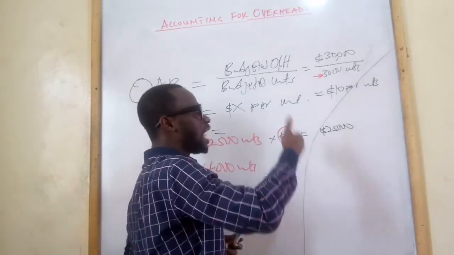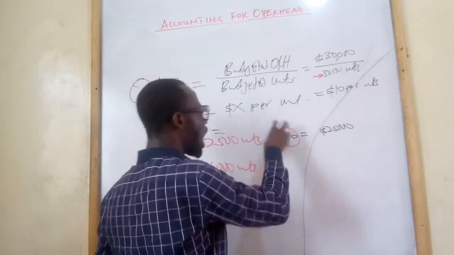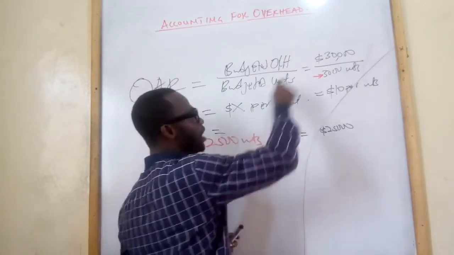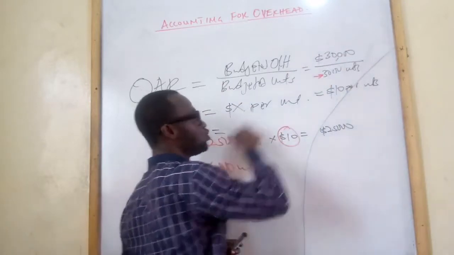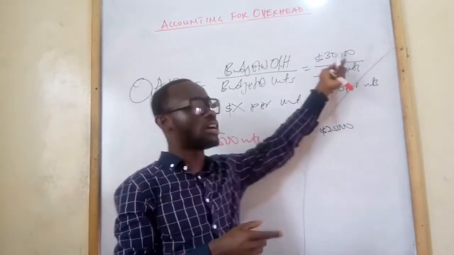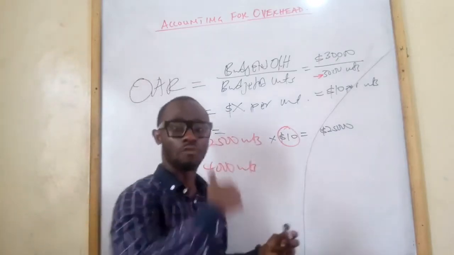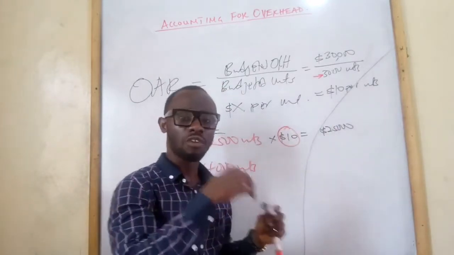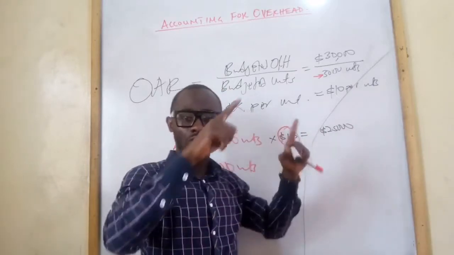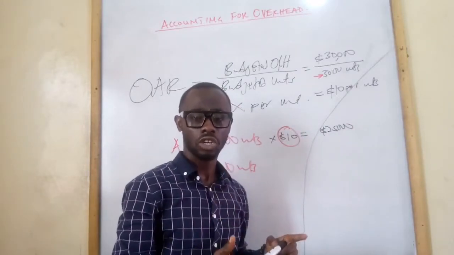What it actually means is that ideally we should have made it 30,000 over 2,500, but we made it 30,000 over 3,000. So in this case, we have overcharged overhead. Now, if we have overcharged the overhead, then we have to subtract it from the cost.